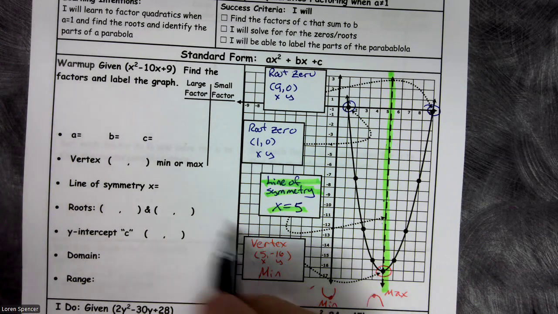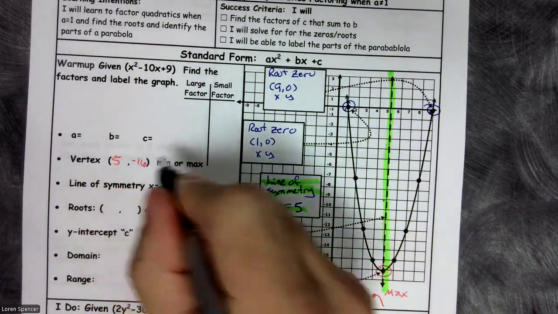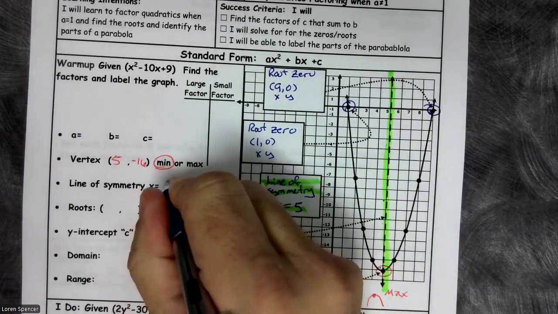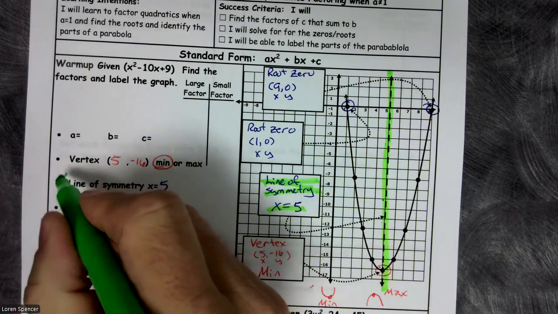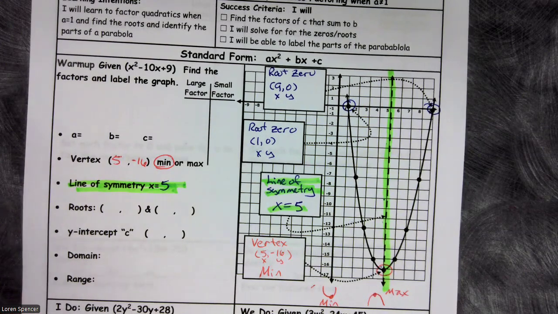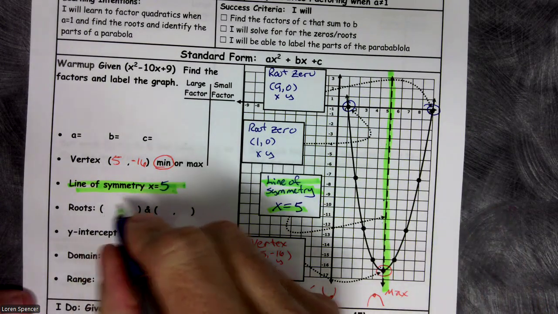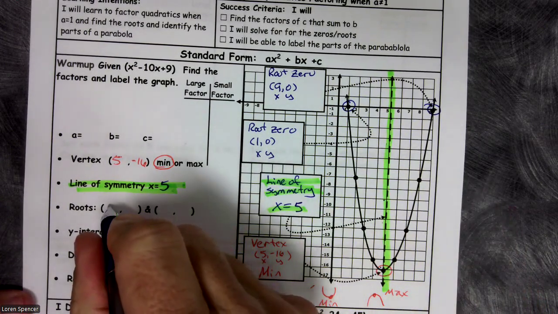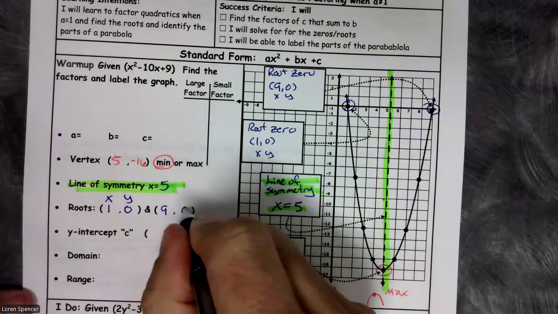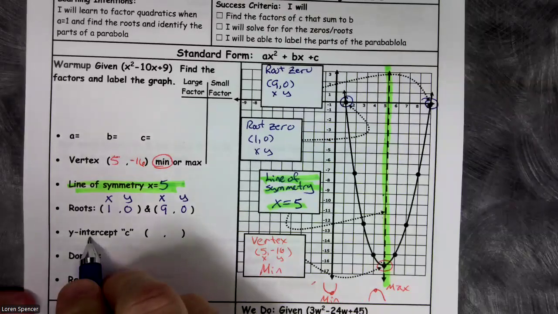I'm going to transfer this information over here. So we have 5, negative 16, and we said it was a minimum. Our line of symmetry was x equals 5. And the roots are at 1, 0, because this is my x, this is my y, and then at 9, 0, where this is my x and this is my y. We're going to skip this and we'll come back to it in just a moment.